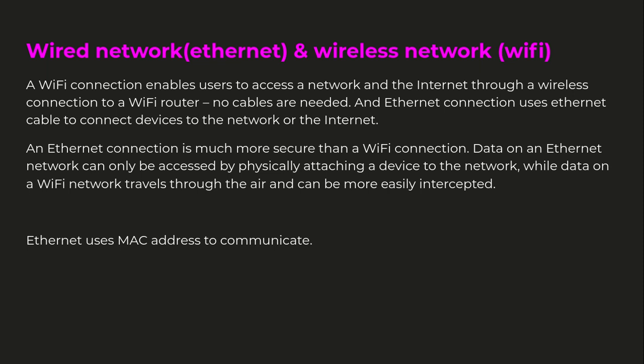The Ethernet network will be connected by using the Ethernet cable across the devices, whereas wireless network will be using the Wi-Fi router, so that we don't need to have any wires or cables connected to the network. In general, Ethernet will be more secure when compared to Wi-Fi. So this is very basic about the network.